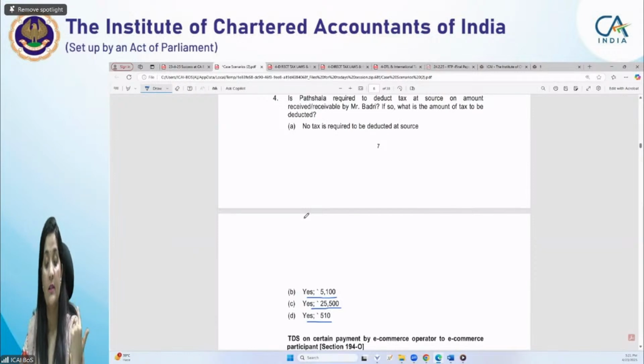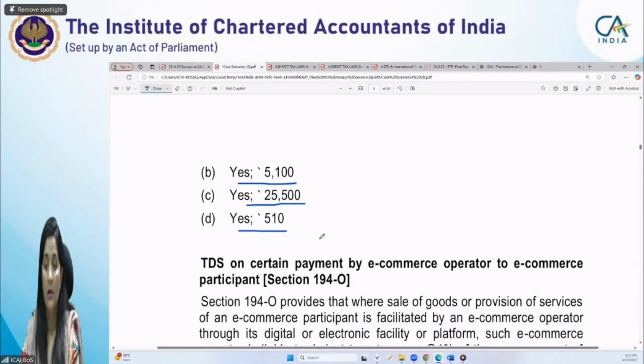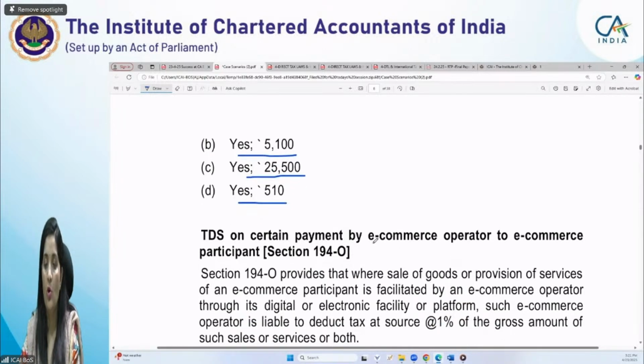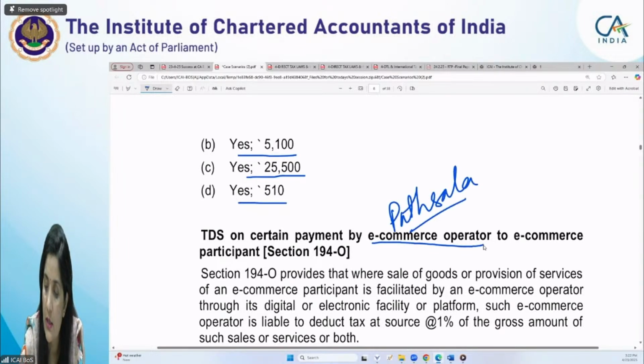194O is with respect to TDS on certain payments by an e-commerce operator to an e-commerce participant. Who is the e-commerce operator here? Pathshala, right? And who is the e-commerce participant? Mr. Badri.